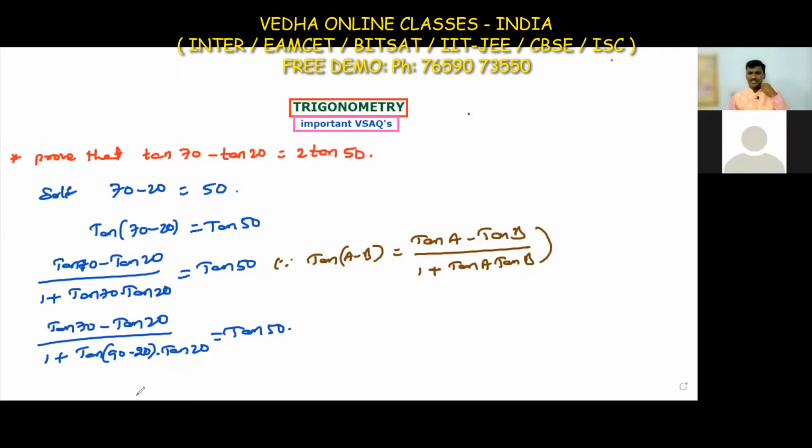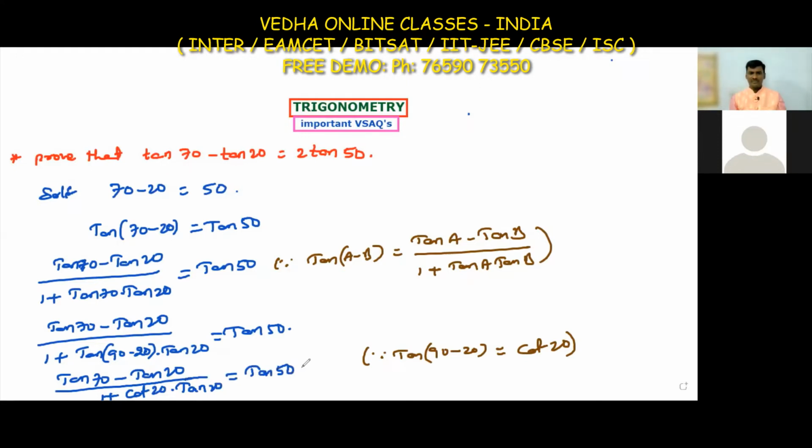Okay, tan 90 minus 20. What is tan 90 minus 20? Just try to simplify here. Tan of 90 minus 20 is equals to, when we have 90 degrees, for tan we replace with cot. So cot 20. 90 minus 20 is first quadrant. Since all are positive in the first quadrant, we get it as cot 20. So it is tan 70 minus tan 20 whole divided by 1 plus cot 20 into tan 20 is equals to tan 50 degrees.